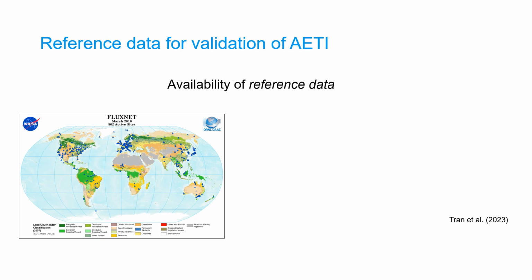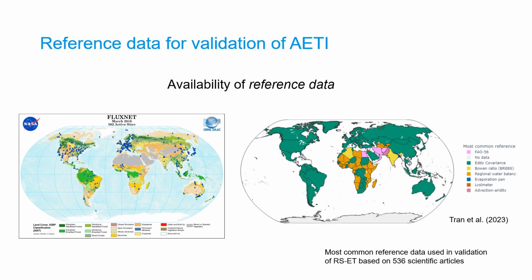There are several public data sources that provide actual evapotranspiration in situ data. For example, FLUXNET is a global network of eddy covariance towers that provide access to long-term ETa data for over 500 sites. However, in regions where there is a lack of eddy covariance measurements, the more common reference for validation of remote sensing derived ET is using basin water balance, Bowen ratio energy balance system, and the FAO56 method for crop evapotranspiration.